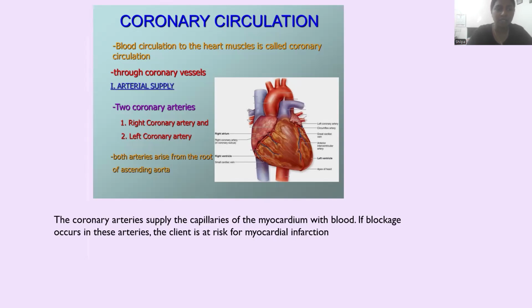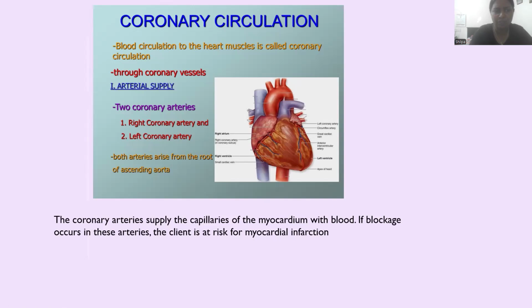So that is important. The right coronary artery supplies small branches to the right side of the heart, and it has two branches, the marginal branch and the posterior interventricular branch, which supply the walls of the two ventricles. The marginal branch supplies blood to the right ventricle.